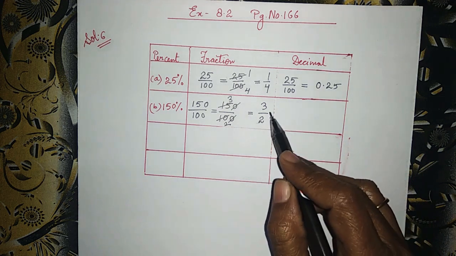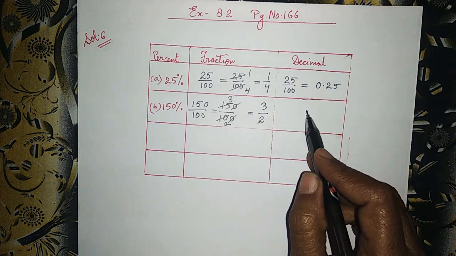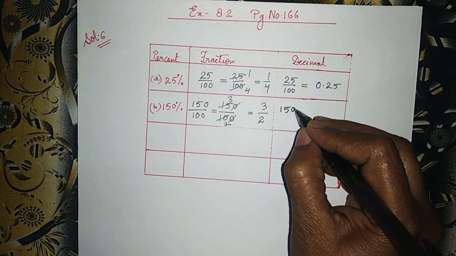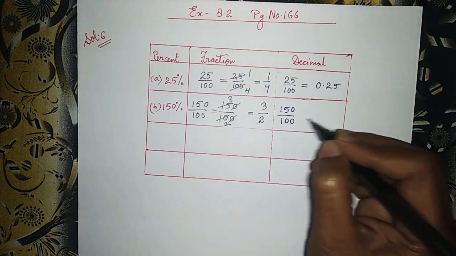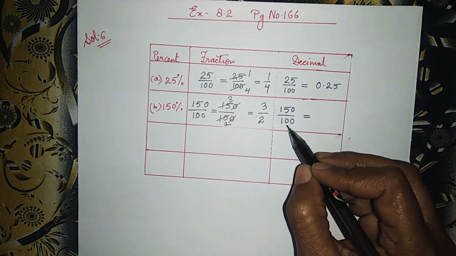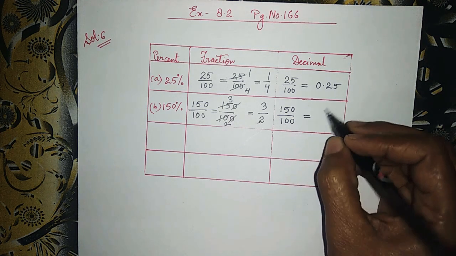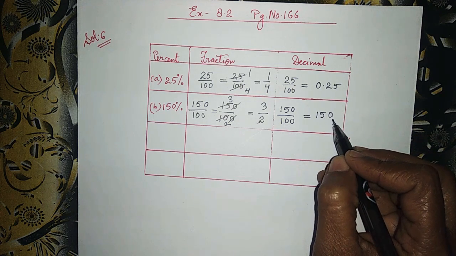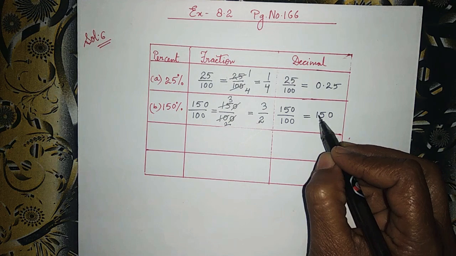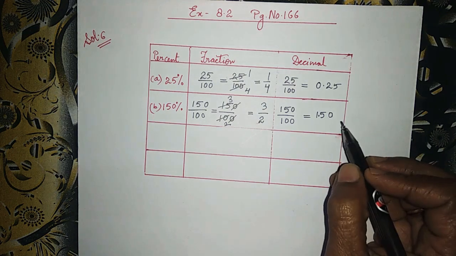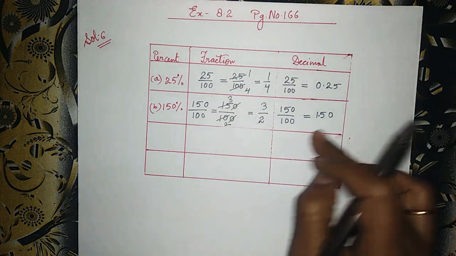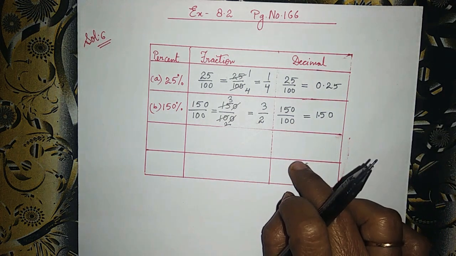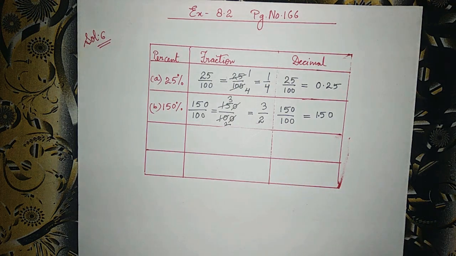Okay, now we will write it in the decimal form. Okay, for this 150 upon 100. Okay, now here you can see 2 zeros, so you know where you will put decimal. You will leave the last 2 digits and then you will put decimal here. Okay, now I think it is clear how you will put the decimal. Now after this let's start question number 7.